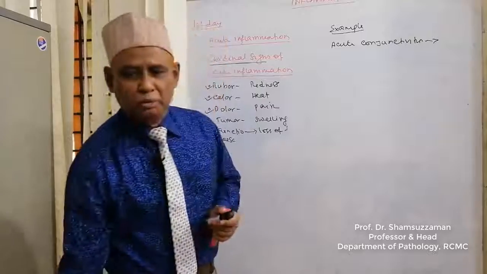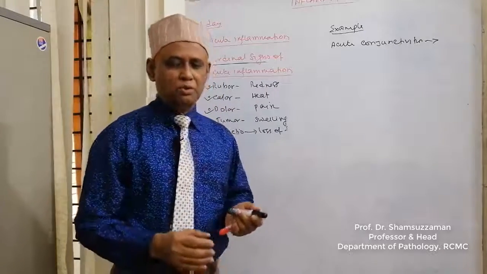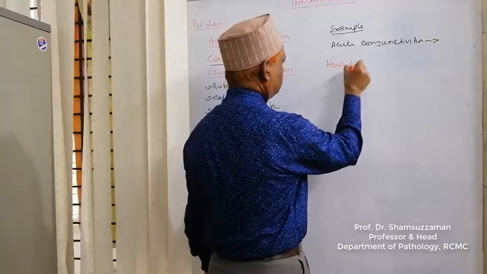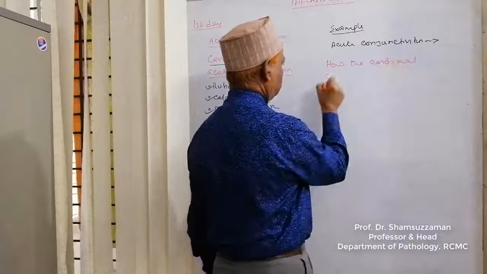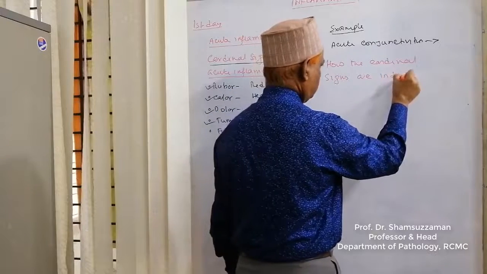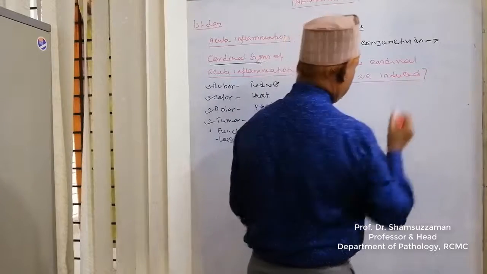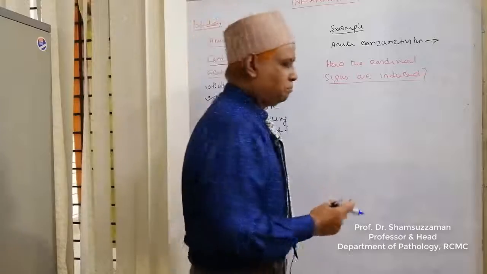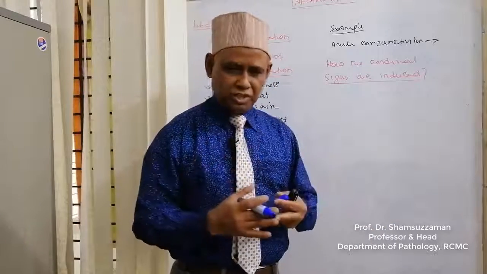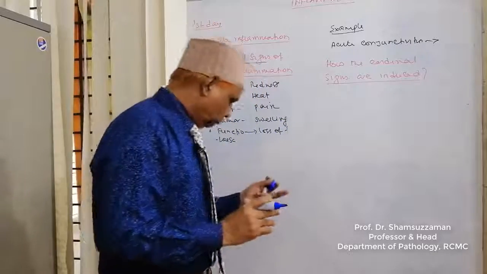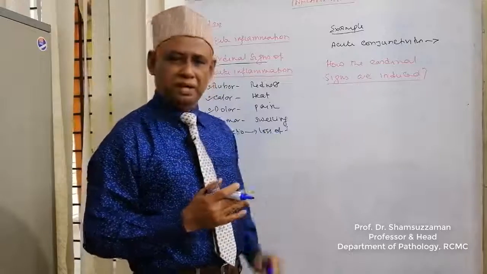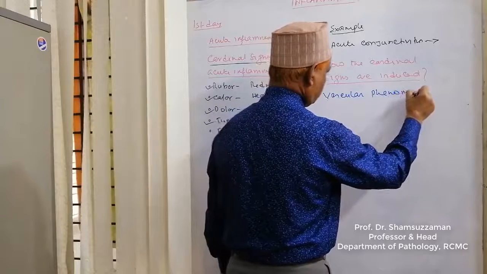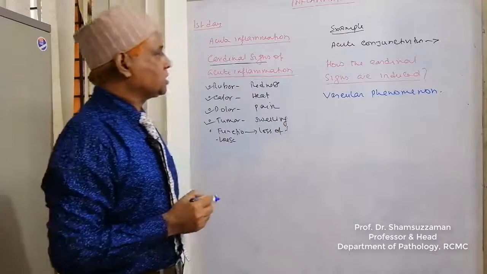Dear audience, whatever may be the site of acute inflammation, we will get 5 cardinal signs. Now come to how the 5 cardinal signs are induced at the site of acute inflammation. These cardinal signs are induced by changes in the vascular system, that is, we can say the vascular phenomenon is associated with the induction of cardinal signs.